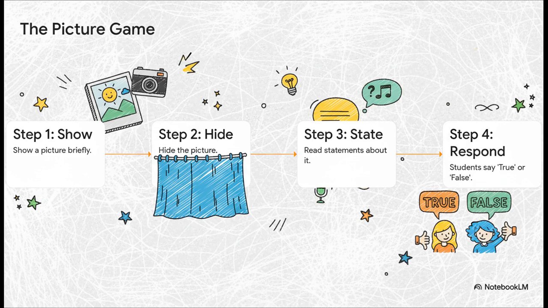Step 1, you show them a picture, but just for a few seconds. Step 2, you hide it. Step 3, you make a statement about the picture, something like, "The man was wearing a blue hat." And finally, step 4, they have to remember what they saw and shout out true or false. It's an amazing little workout for their memory and listening skills.